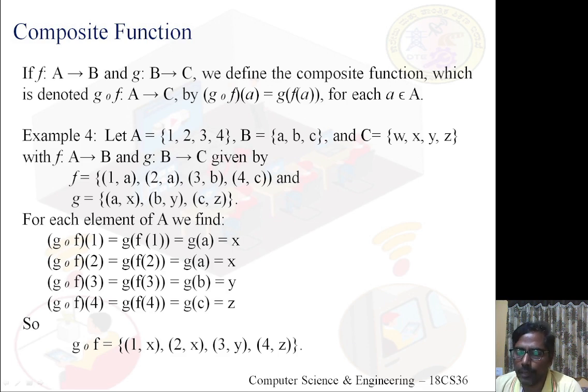Got it? So I repeat, you are given two functions, f from A to B and another function g from B to C. Then you can form a composite function denoted as g dot f, which is a function from A to C. Its definition is g dot f of a equals g of f of a for each a that belongs to A.